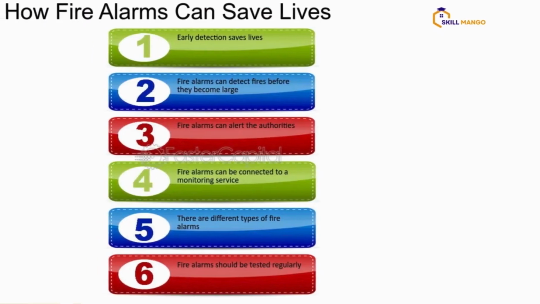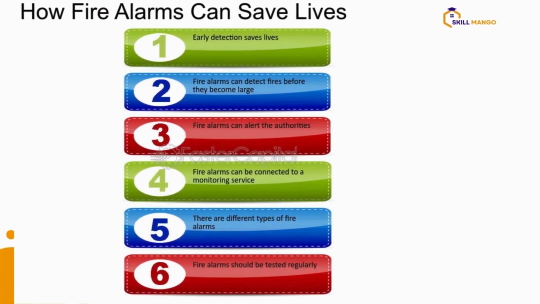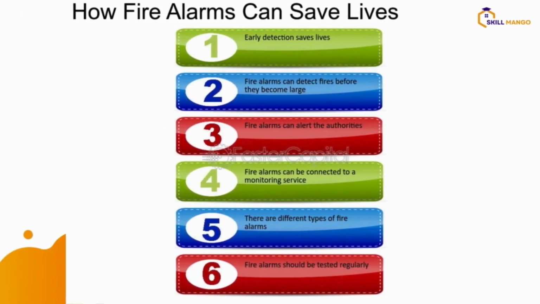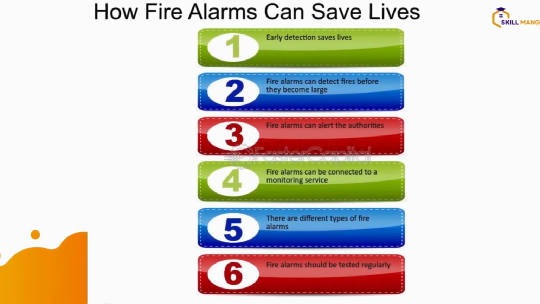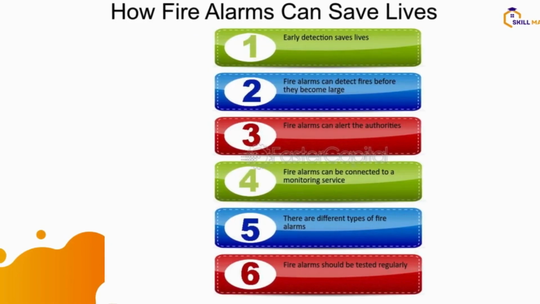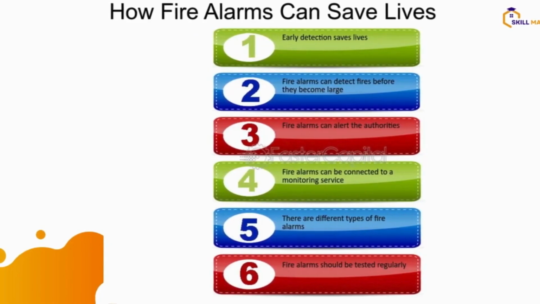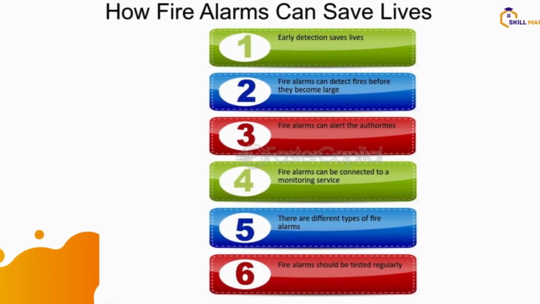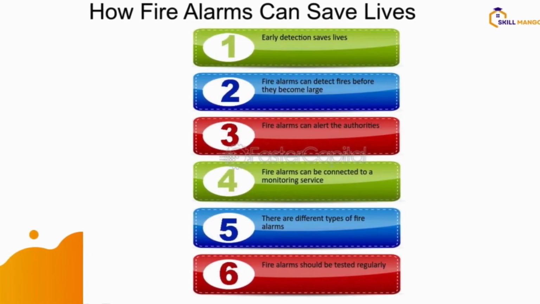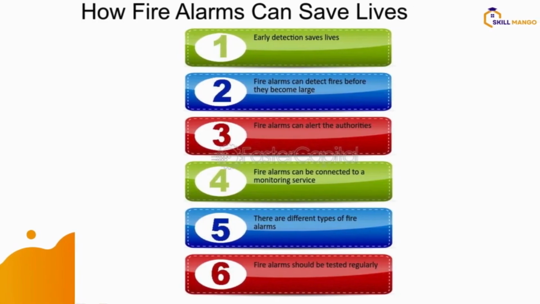So these are the ways fire alarm can save lives. We look at the early detection, the fire alarm detection before the fire becomes large. It detects the fire before it becomes very large. So you can just peruse all these things, just not to waste our time. We want to go straight to the class, straight to the details. Okay, so like you said, this class is going to be very detailed and very straight to the point.